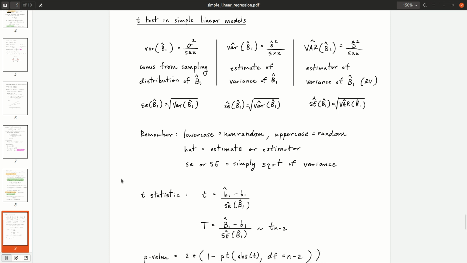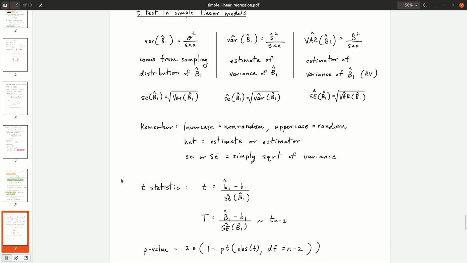Okay, now we have the notation to define our t-statistic. The t-statistic is our estimate of the slope minus its hypothesized value divided by the sample standard error. So these are things that just depend on the data and our model for the data. So this is just a number that we can plug into a computer.